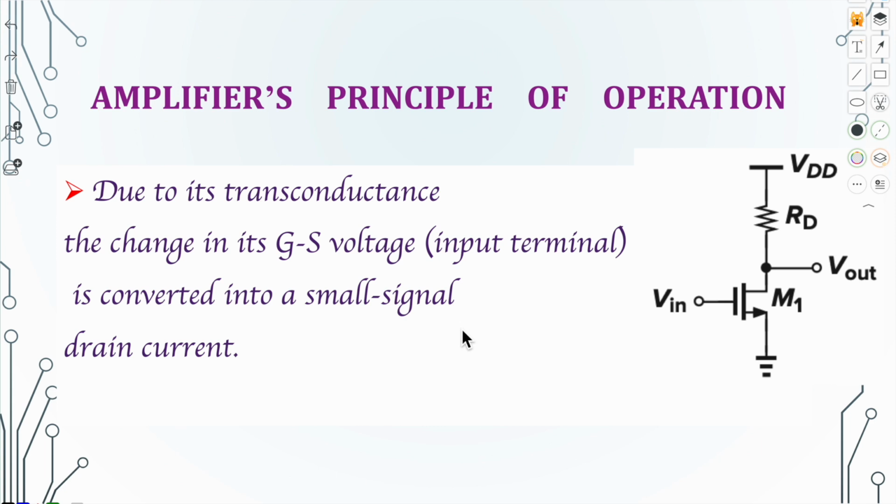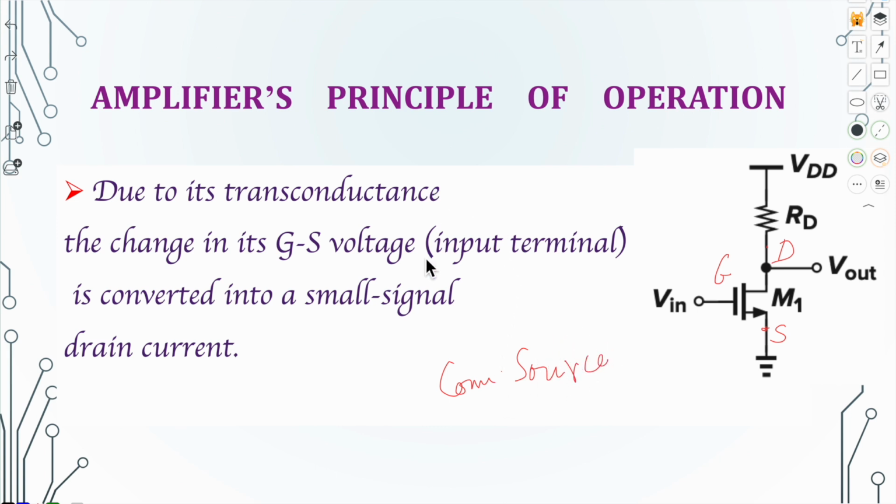First of all, let's understand why it is called a common source amplifier. Look at its circuit. Here this is the source terminal, this one is the gate, and this one is the drain terminal. So input is applied at the gate and output is taken from the drain terminal, where the source terminal is common to both input and output sides. Therefore, it is called a common source amplifier.